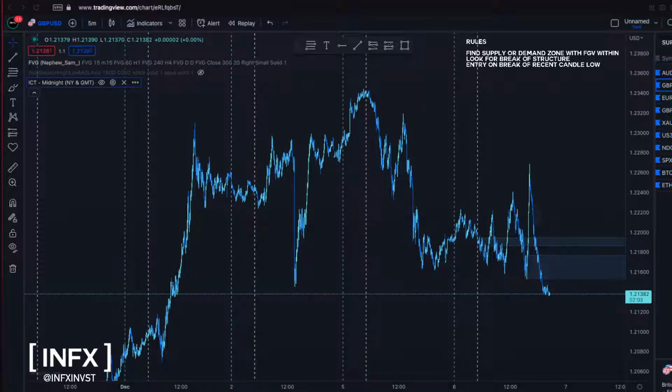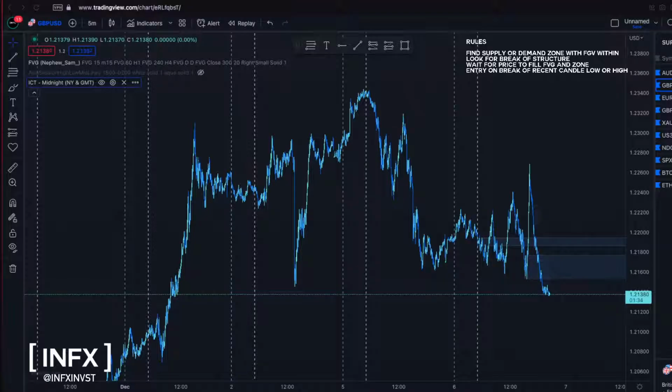Then wait for an entry on a break of the recent candle low or high. Let me just change that. Wait for price to fill the FVG and zone, and then we're going to look for price going down. So we've got 4 rules basically.